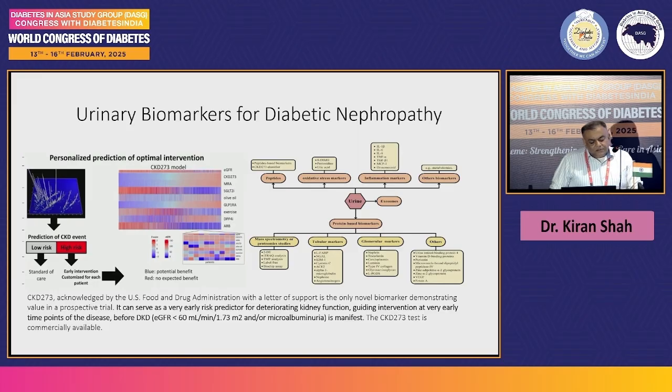It's a panel of around 273 peptides, and it has been serving as a very important early risk predictor for deteriorating kidney function, guiding intervention at a very early time of disease before even the DKD is manifested. It is commercially available abroad, not in India, and it actually tells us whether an SGLT2 inhibitor versus an MRA, an ARB, or a DPP4 inhibitor is going to be helpful in a patient.